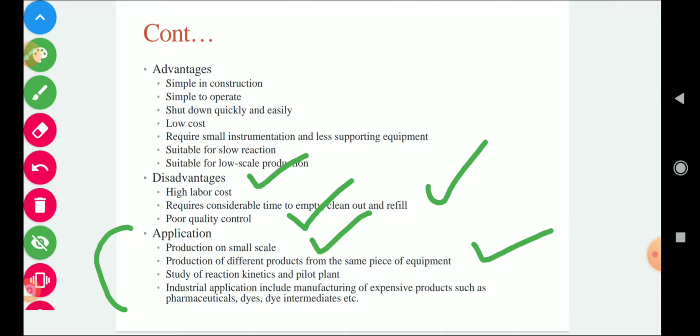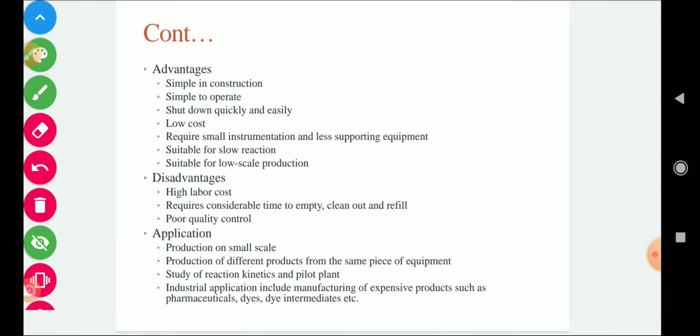If any industry wants to produce some product, first of all they test the production using a pilot plant. In that they normally use a batch reactor, and batch reactors are also more suitable for studying the kinetics of the reaction, because in a batch reactor you can collect data of concentration versus time that we have studied in our previous classes also. So they are more suitable for reaction kinetics and pilot plant operation.